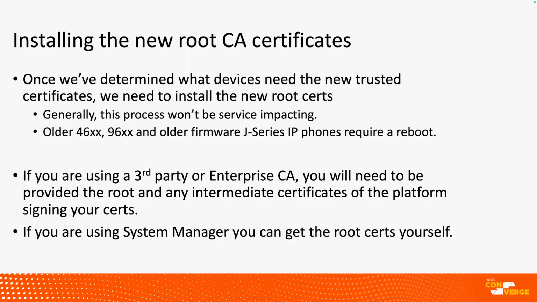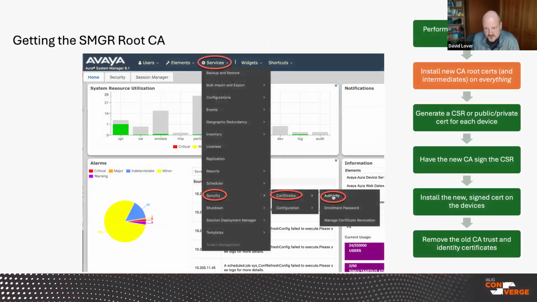Your servers, that's going to be the Communication Managers, your Session Managers, your SBCs, AESs, POMs, all that type of stuff, generally won't require a reboot to install new root CAs, and it's not going to be service impacting. That is good info. And we'll try to talk about where we have seen things to be service impacting, because there's a bunch, especially if you've got older systems, once we get to the identity cert part of this.